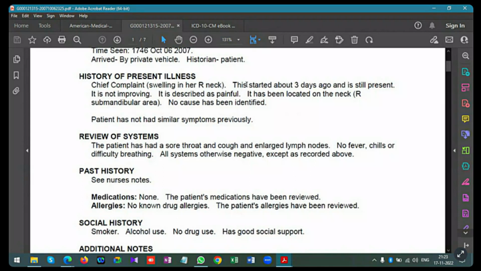When you look at here, this was started about 3 days ago. Means since 3 days he is suffering with right neck pain. And if you see here, still it was present for him. Means though he has completed 3 days, this neck pain is not at all resolved. And they are stating it is not at all improving, means not at all decreased. And here you can see it is described as painful, and it has been located in the neck, that too in the submandibular region. Means below the mandible, means below the lower jaw, and no cause has been identified.